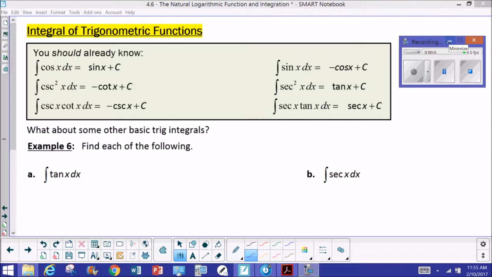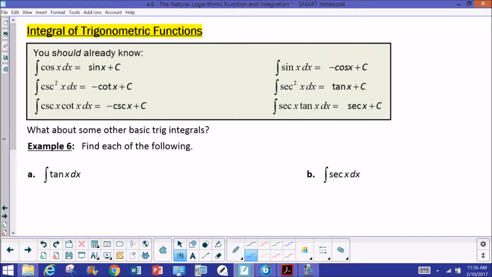We're going to take a quick look at some integrals of some very special trig functions. My period 4 class is on hand to take a look at this as well.